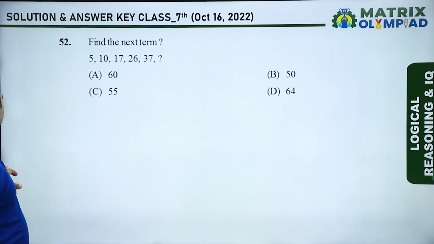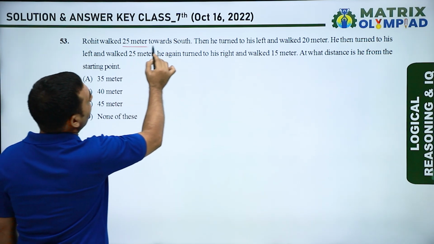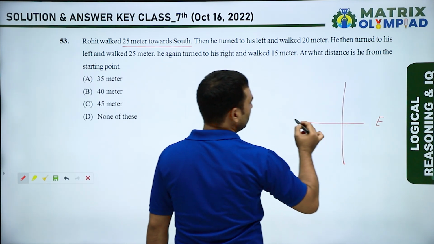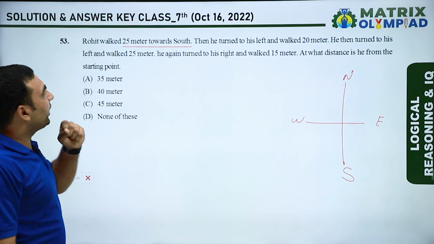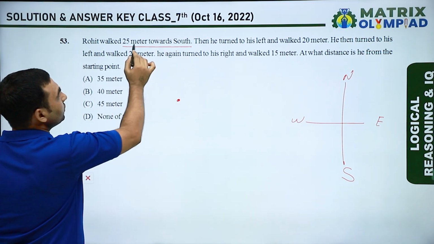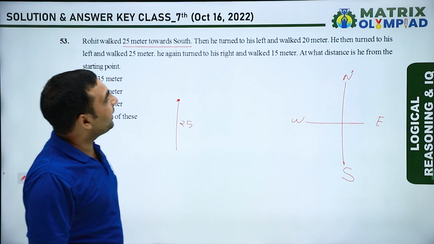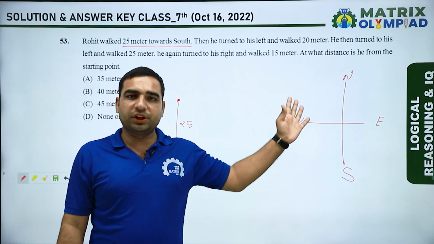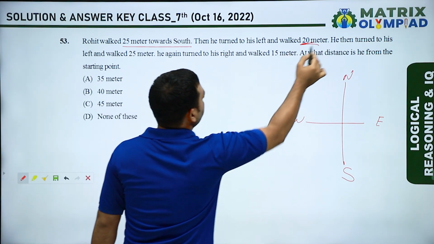Our next question is, Rohit walked 25 meters towards the south direction. Our directions are east, west, north, south. Then he turns to his left and walks 20 meters.